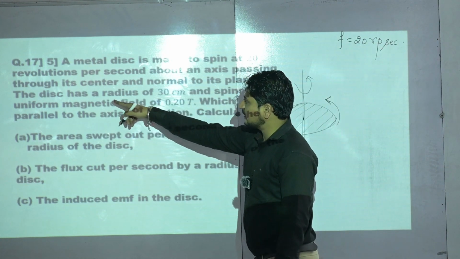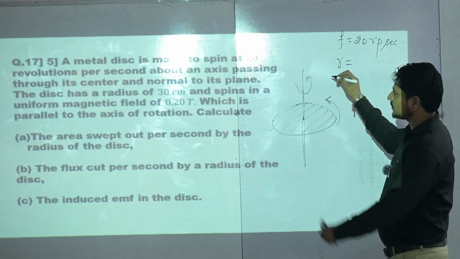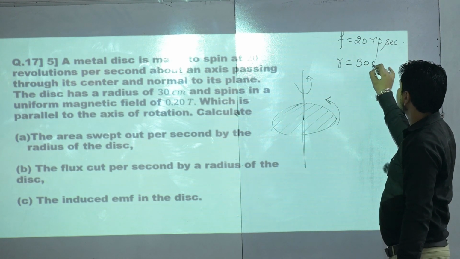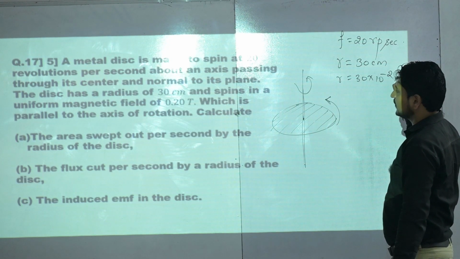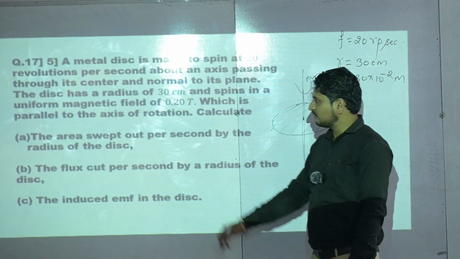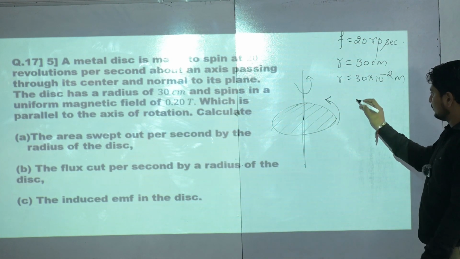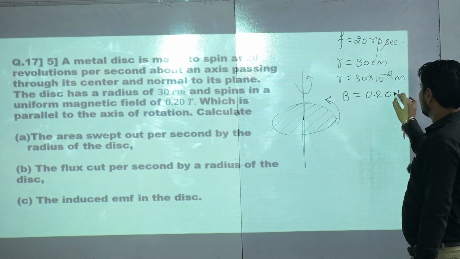The disc has a radius of 30 centimeters. So R is equal to 30 centimeters. So it means R is equal to 30 into 10 to the power minus 2 meter. And it spins in a uniform magnetic field of 0.20 Tesla. So that is B is equal to 0.20 Tesla.